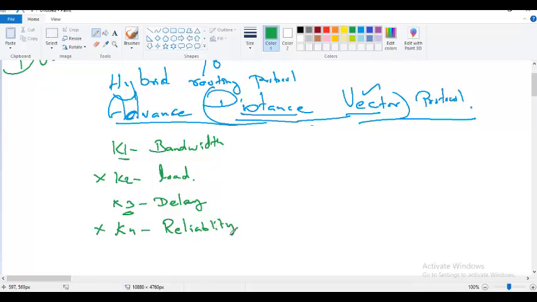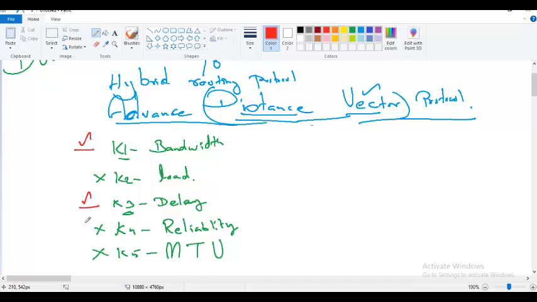It considers these 2. According to these 2, a number will be derived as a metric. The path with the small number, the derived small number, is the best path. See, if you have multiple paths, for all paths you will be having bandwidth and delay. Delay to reach that destination, how long it will take, and the bandwidth. By taking the bandwidth and delay of all the paths, it derives a composite value for each path.